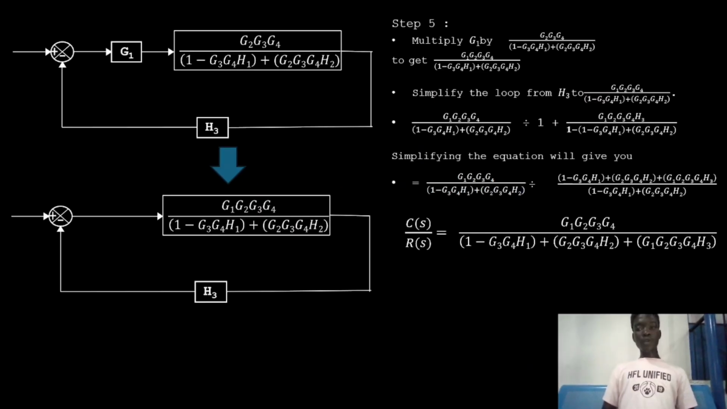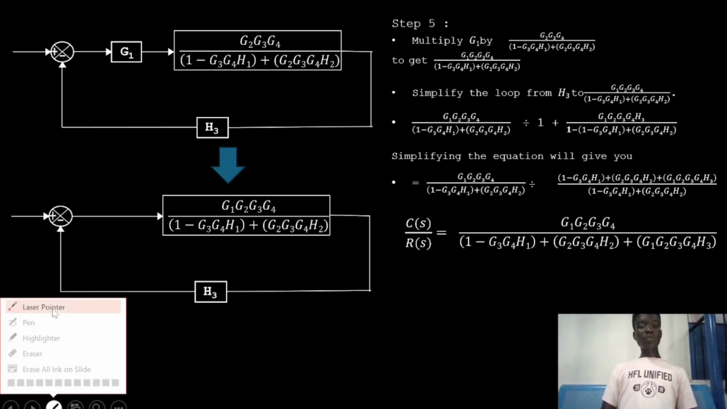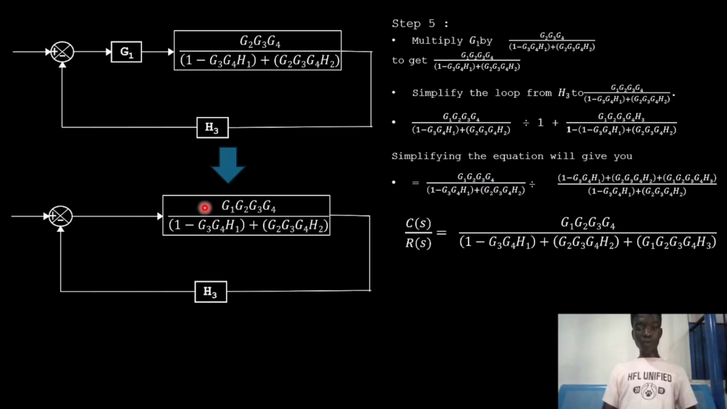Hello, I'm Apia Gabriel Kofi, and I'll be continuing from where my group mate ended. From the point she ended, we obtained the expression G1, G2, G3, G4 over the expression 1 minus G3, G4, H1 plus the expression G2, G3, G4, H2. And it was obtained by multiplying these two expressions because they are in series. Now we are going to be dealing with the last part of the solution, where we are going to obtain the final feedback from this loop. And the feedback that will be obtained goes from this expression to H3 and back to this expression.